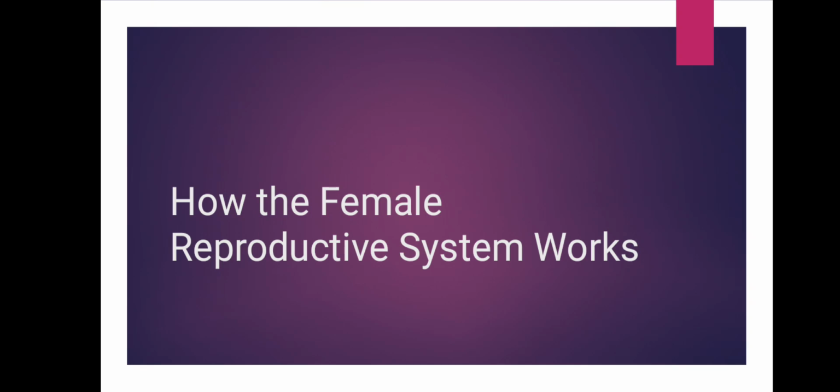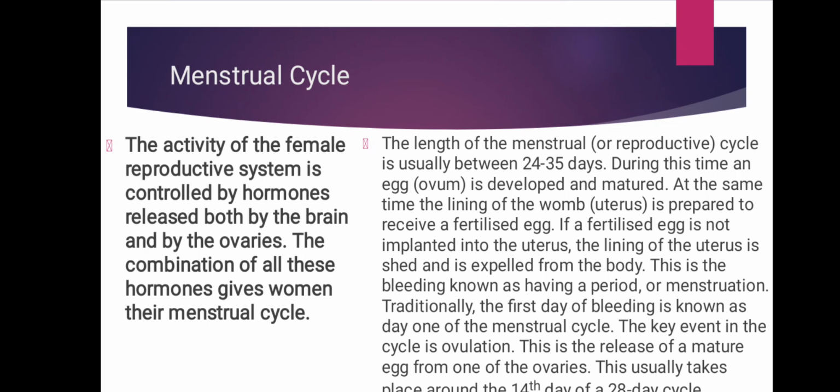And now let us go on to how the female reproductive system works. Now let us go to the first activity done by the reproductive system, which is the menstrual cycle. The activity of the female reproductive system is controlled by hormones released both by the brain, in the part of the hypothalamus and the anterior pituitary, and by the ovaries. The combination of all these hormones gives women their menstrual cycle.